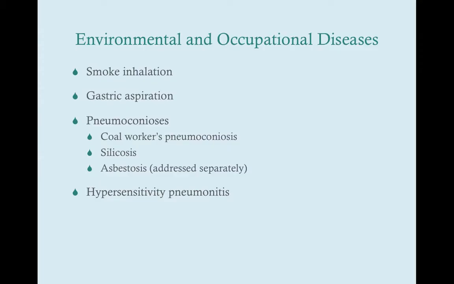I'm going to talk here about smoke inhalation and gastric aspiration, and then on the other set, we're going to talk about the pneumoconiosis, which include coal workers' pneumoconiosis, silicosis, and asbestosis, which is addressed in its own separate section, and hypersensitivity pneumonitis.